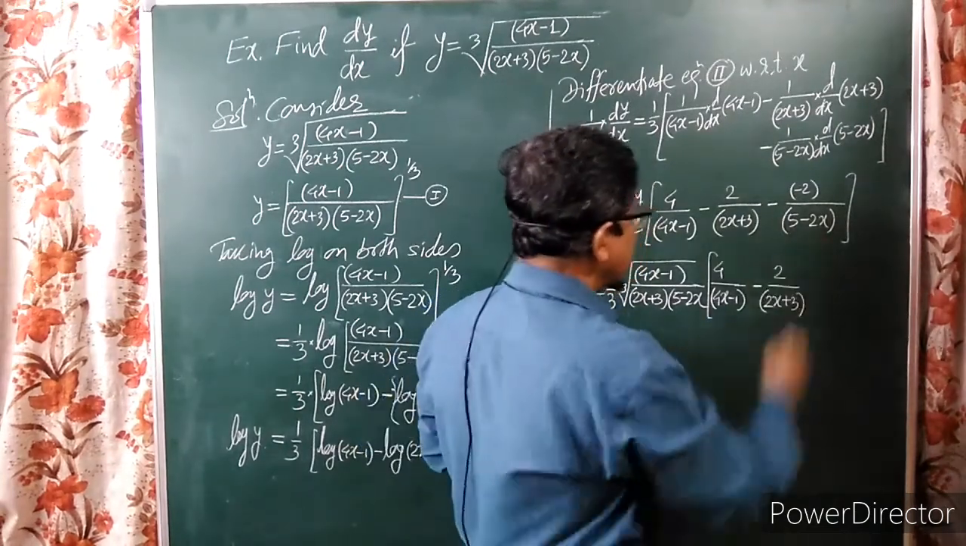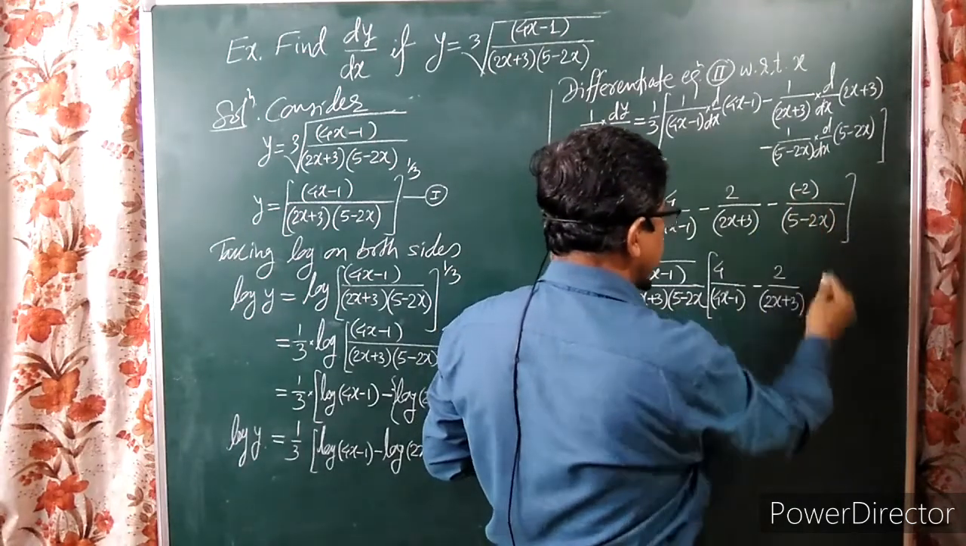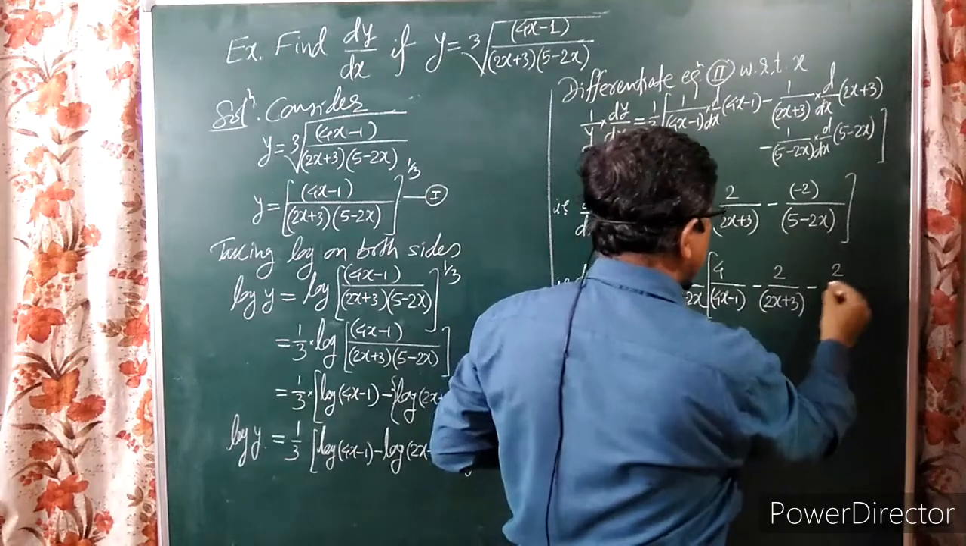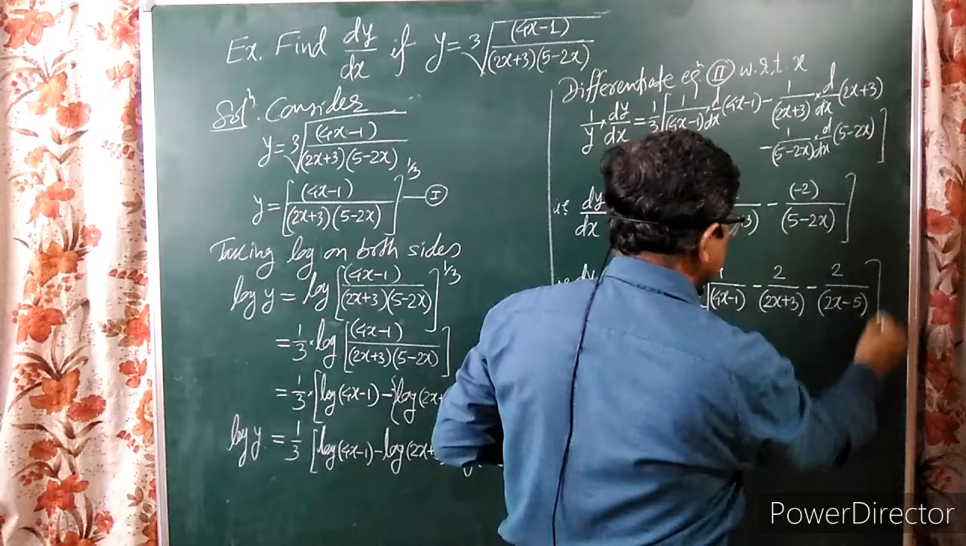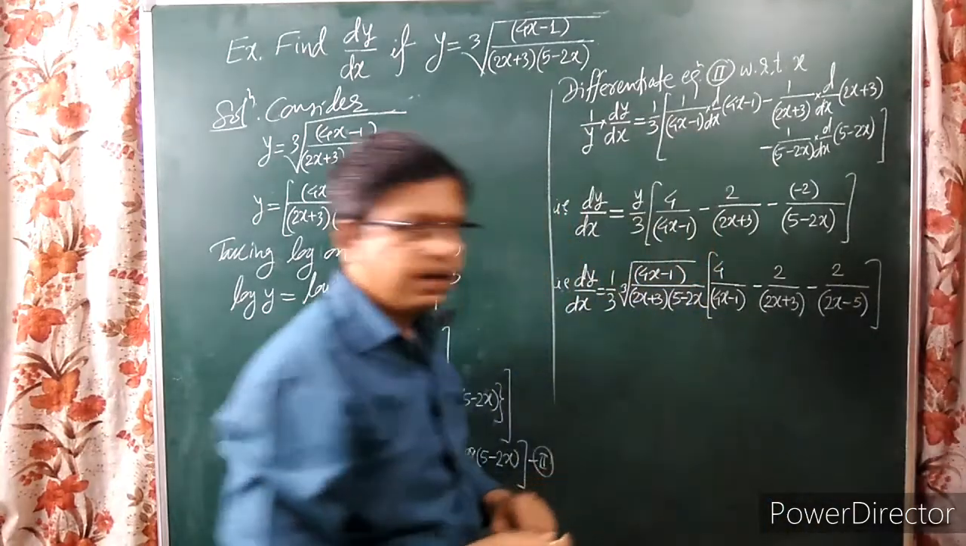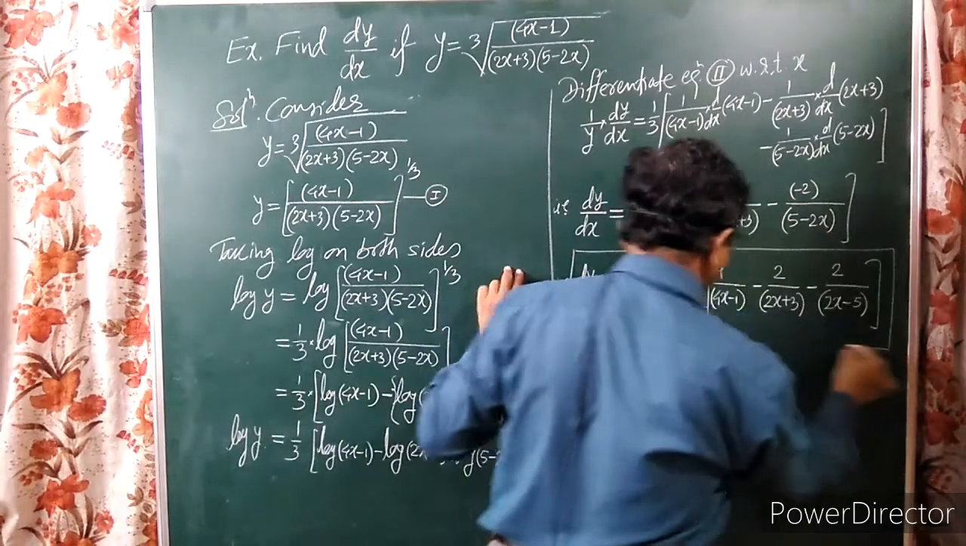We have two different alternatives, either you may write minus plus 2, or you can bring the minus outside and write this as minus 2 divided by 2x minus 5. Okay, and this is the answer for the derivative of the given function.